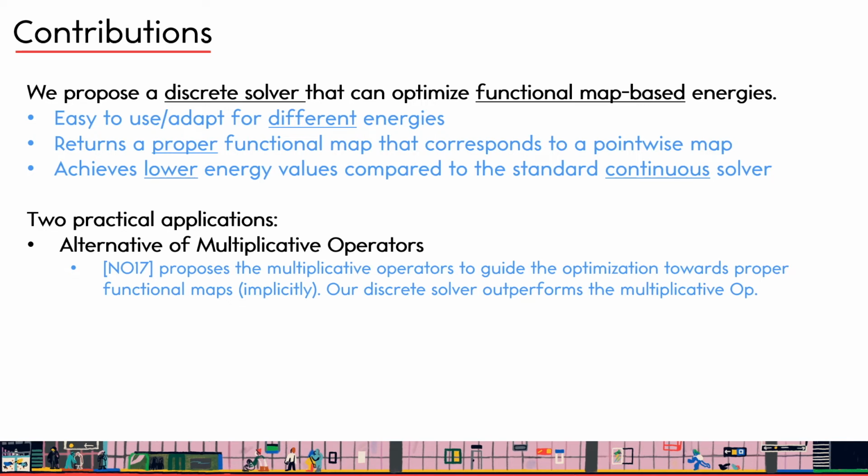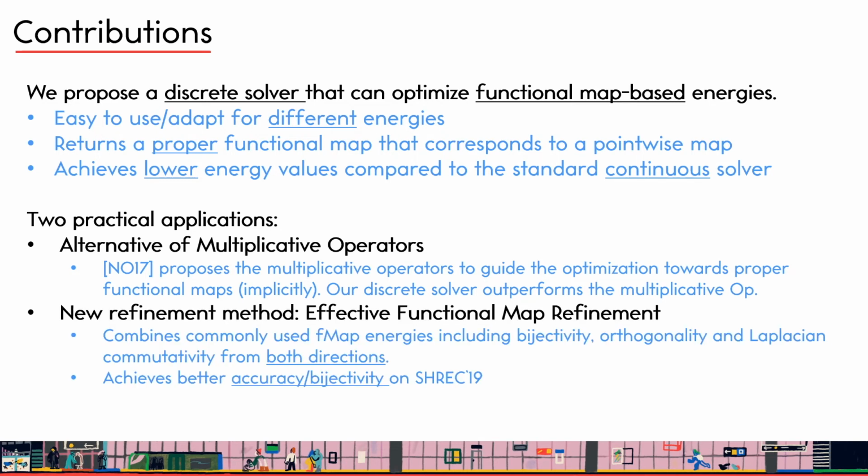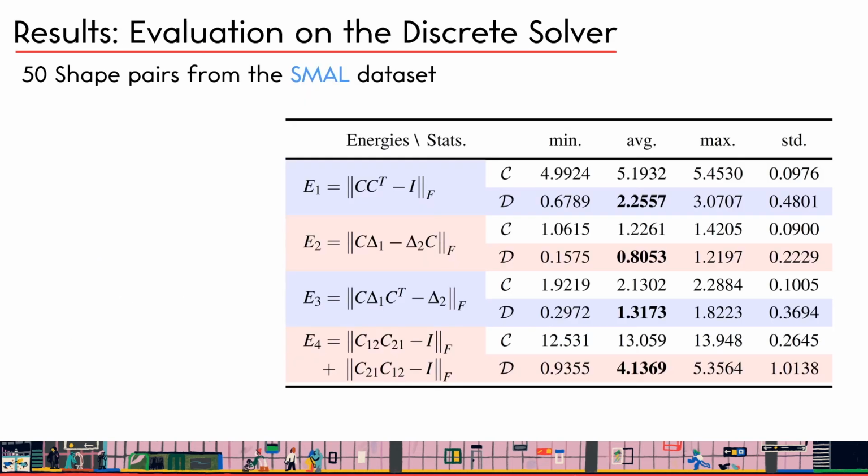Our discrete solver also has two practical applications. The first application is to replace the multiplicative operator proposed in 2017. The multiplicative operators are designed to constrain the functional map to be proper in a soft way. The second application is a new refinement method that applies our discrete solver to minimize a combined energy, including bijectivity, orthogonality, and Laplacian commutativity from both directions. In the following slides, I will show some results and quantitative evaluations.